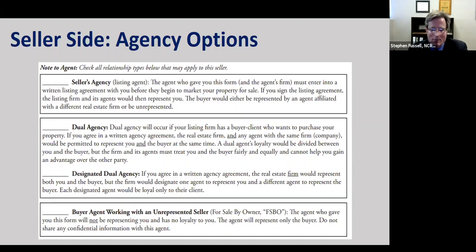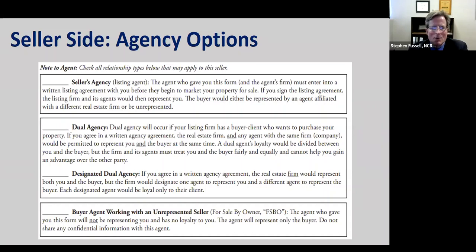Now, realistically, most firms these days represent buyers and sellers. And so, of course, you would want to tell the seller, our firm also represents buyers. And that's why this form then says under dual agency will occur if your listing firm has a buyer client who wants to purchase your property. If you agree in a written agency agreement, the real estate firm and any agent with the firm would be permitted to represent you and the buyer at the same time. And then it goes on to educate the seller in understanding that a dual agent's loyalty will be divided between the seller and the buyer, but the firm and its agents must treat both sides fairly and equally and cannot help one side gain an advantage over the other side.